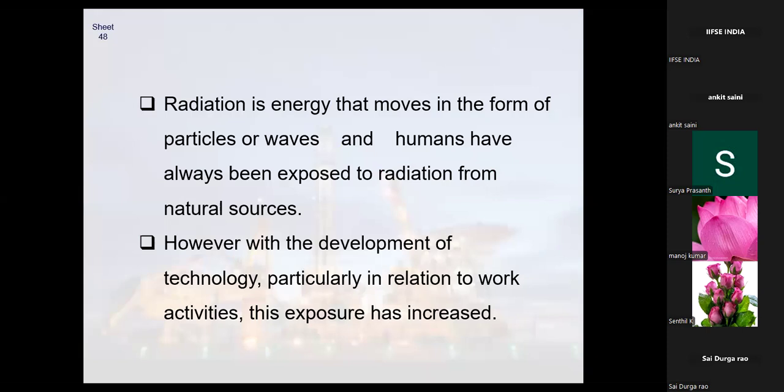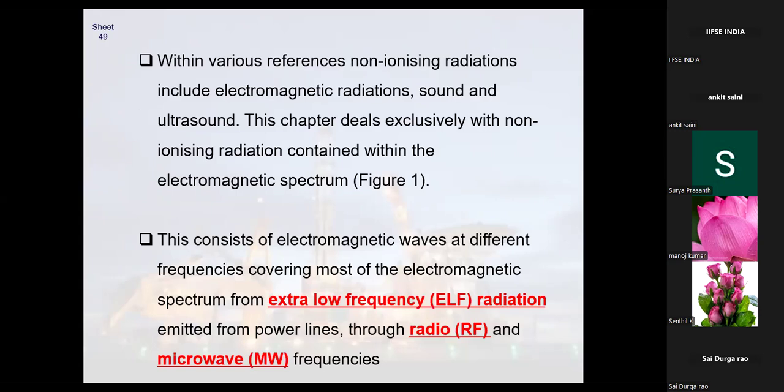Now, what is radiation? Radiation is the energy that moves in the form of particles or waves, which we have already studied in our lower classes. When we are exposed to those things, we get different types of health hazards. Now, non-ionizing radiation is mostly electromagnetic radiation or sound or ultrasound. Now I'll show you the next picture, the different spectrum of radiation that is generated.